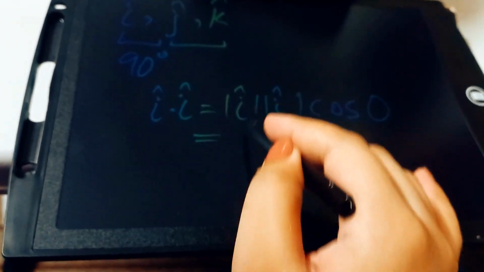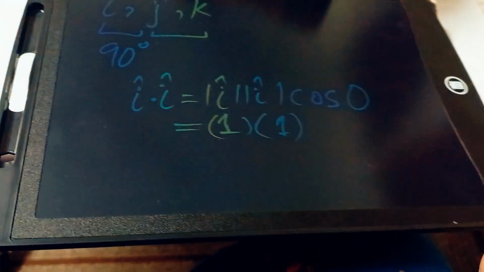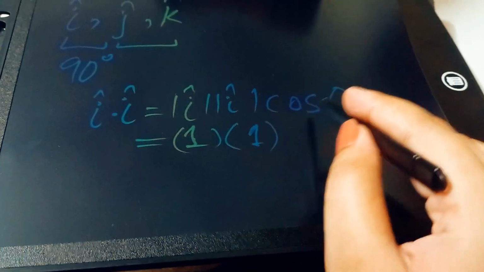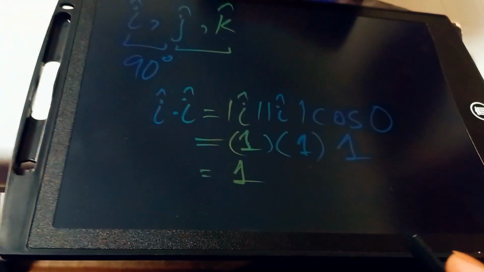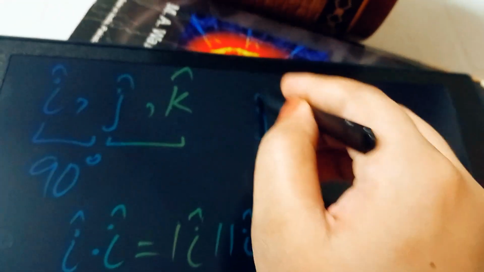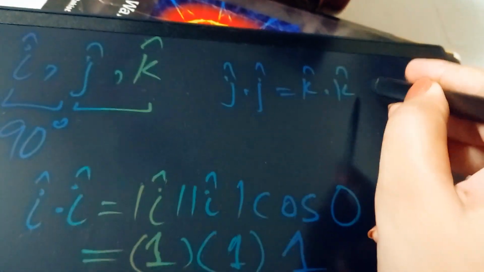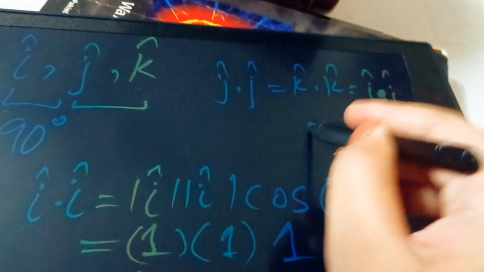And the magnitude of the i hat vector is 1 by definition, since it is a unit vector. Unit vector has magnitude equal to 1. Cos of 0, what is cos of 0? This cos of 0 is 1. So the result you get is 1. Okay. Similarly for j hat dot j hat and k hat dot k hat, just like i hat dot i hat, they are all equal to 1.